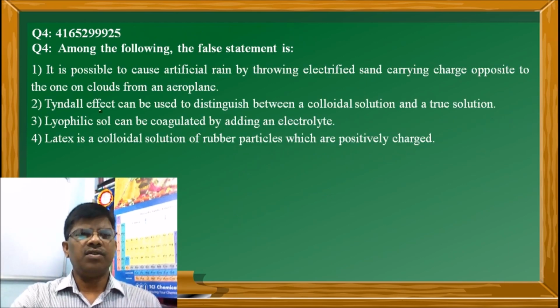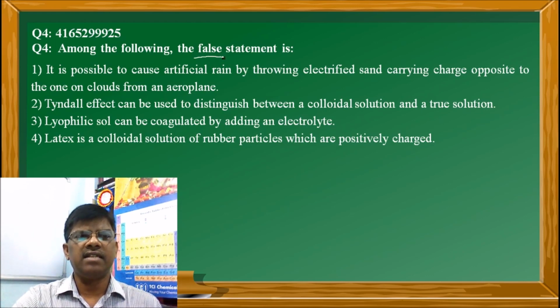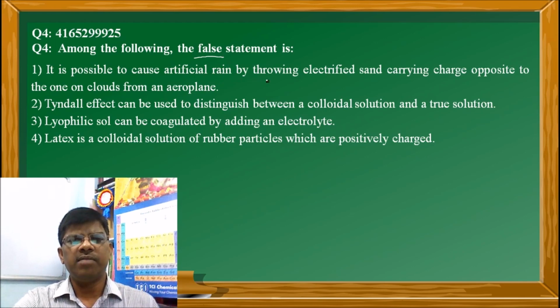Next, question number 4. Among the following, the false statement. Dear friends, be careful, they are asking for the false statement. This is a key word of this question. So let us see the statements. It is possible to cause artificial rain by throwing electrified sand carrying charge opposite to the one on clouds from an aeroplane. Yes, it is true. Tyndall effect can be used to distinguish between a colloidal solution and a true solution. Yes, this is also a correct statement. Lyophilic sol can be coagulated by adding an electrolyte. Yes, this is also a correct statement.